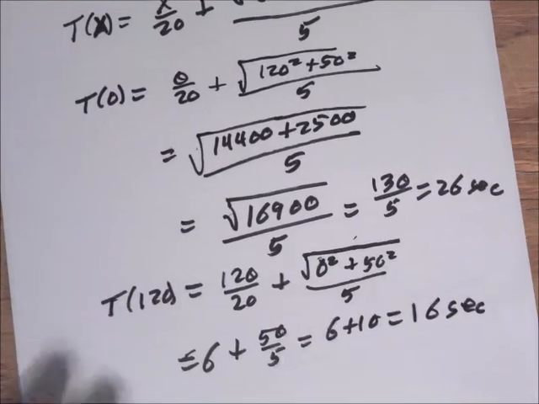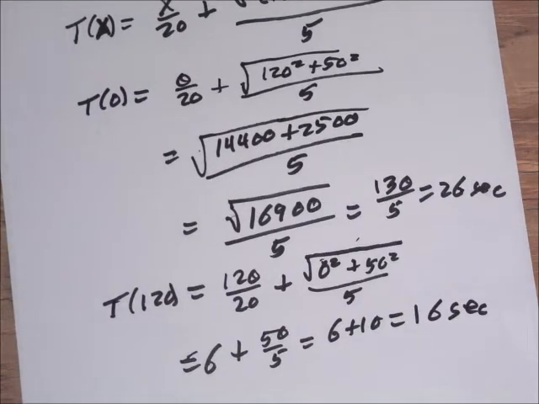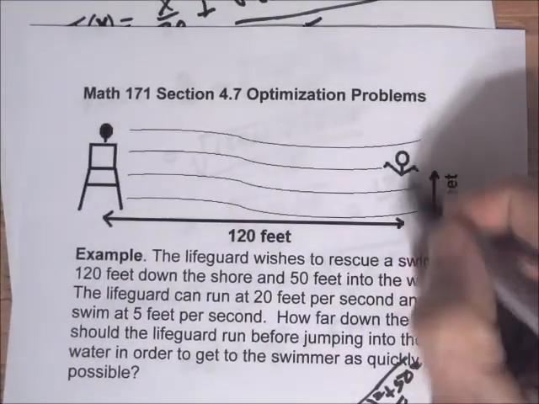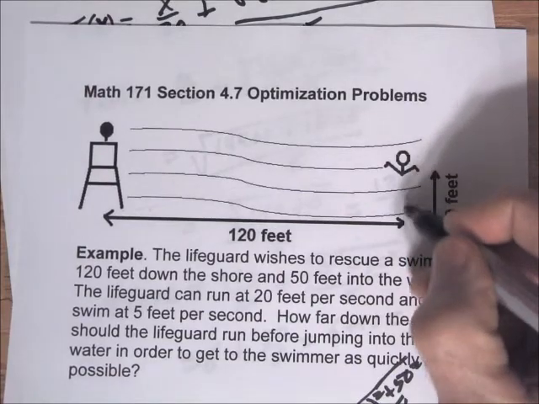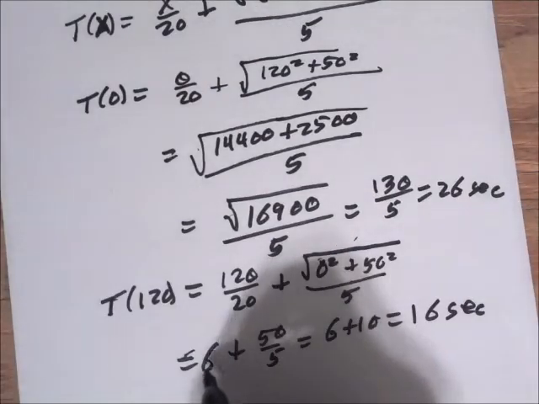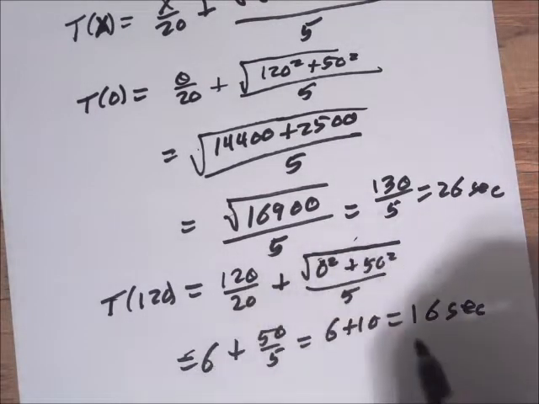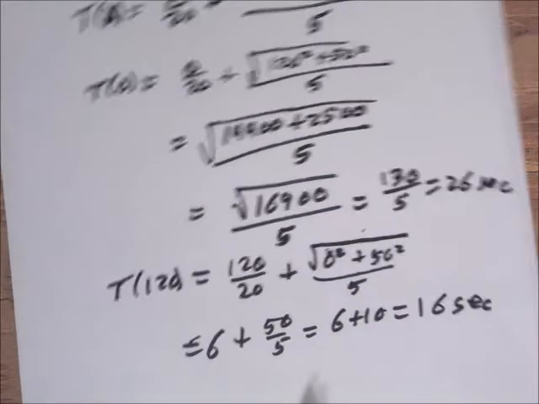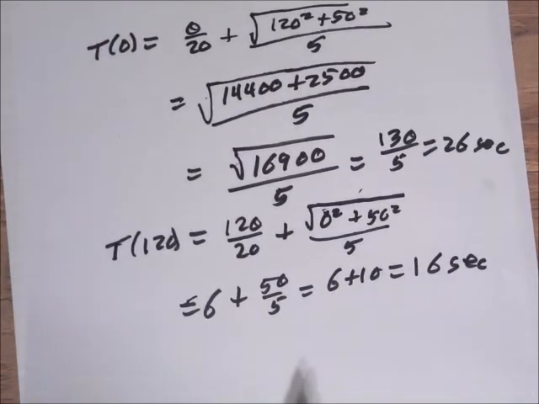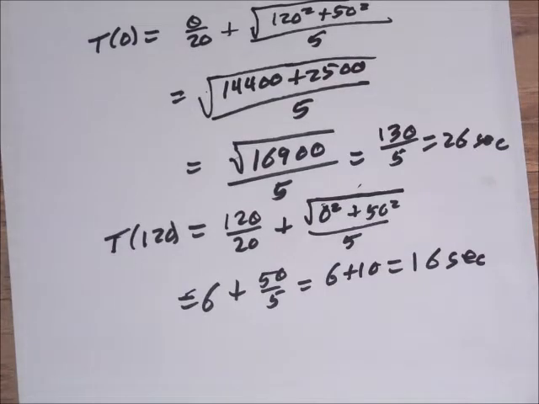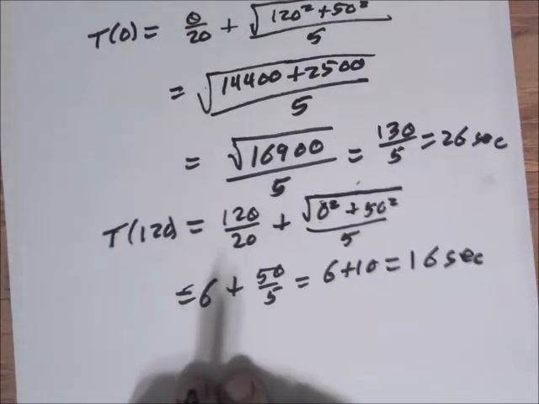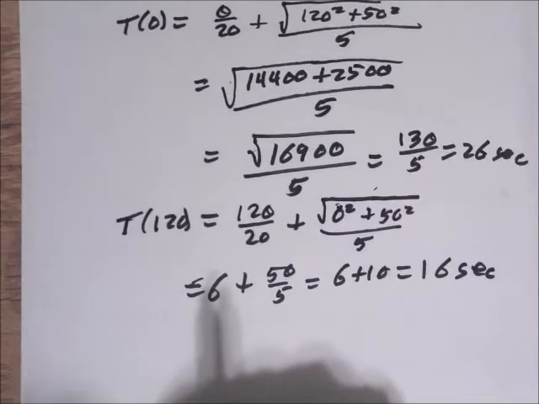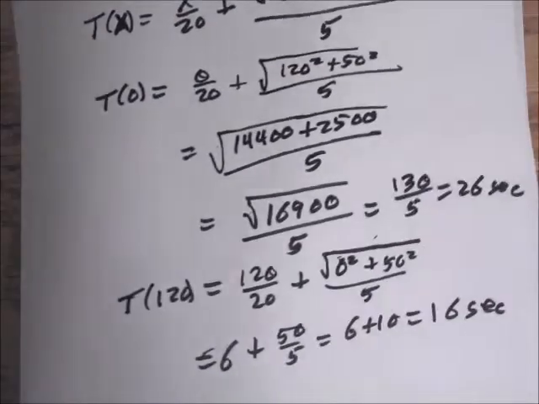So if the lifeguard runs the full distance along the land, there's still a portion where the lifeguard has to swim. So it's going to be 6 seconds along the land and then 10 seconds in the water. So those are the two endpoints. And then we also want to evaluate at the critical point.